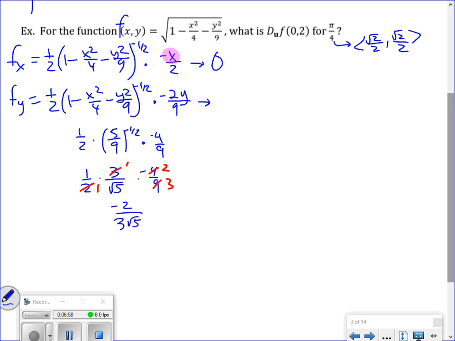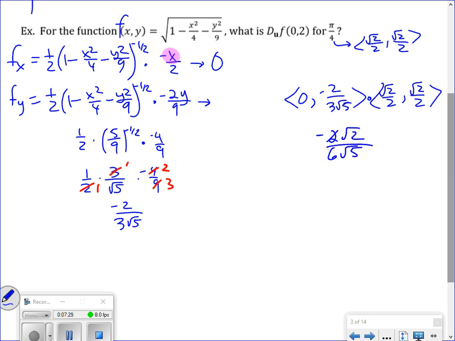So I just have to dot product this directional vector here, of (0, -2/(3√5)), times (√2/2, √2/2). I won't rationalize it now because I'm about to finish off the problem. And when I do this, the first part goes away because it's 0, but the second part I get -2√2 over 6√5. So of course the 2 and the 6 reduce to a 1 and a 3. So if I rationalize, multiplying by √5 over √5, I would get -√10/15. And that would be my directional derivative in the direction of 45 degrees from the point (0, 2).